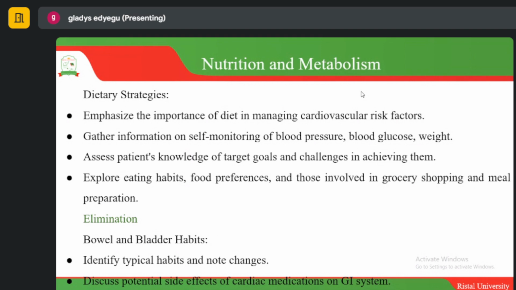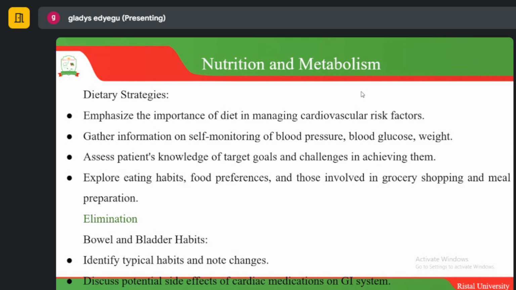So we have to talk to them and also gather information on self-monitoring of blood pressure, blood glucose, and weight. I talk to the patient that he needs to monitor his weight, his blood pressure, and his glucose levels. These are all very important and related to the condition.